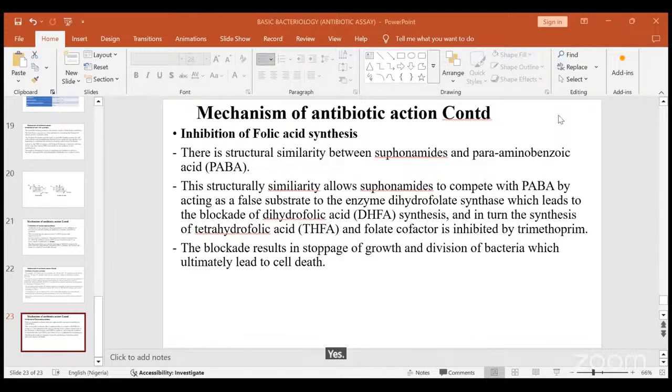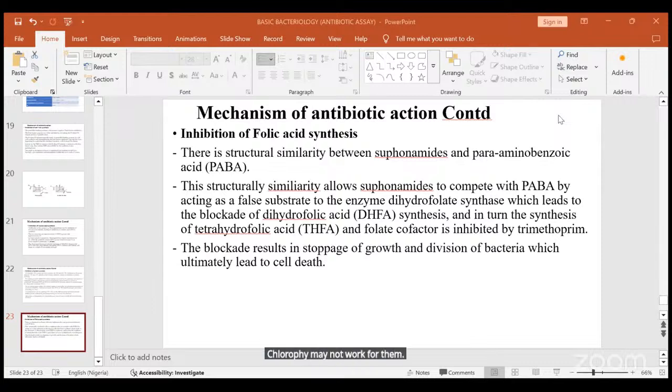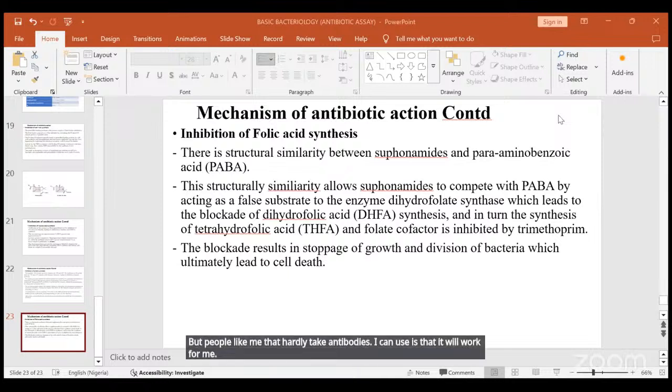So I'm very sure that, hello? Hi, sir. I'm hearing you, sir. So those people that normally take antibiotics at will or go to the chemist shop to get antibiotics, chloramphenicol may not work for them because they have abused it. But people like me that hardly take antibiotics, the same chloramphenicol, I can use it and it will work for me. Are you getting it?